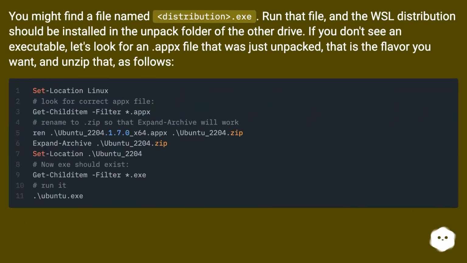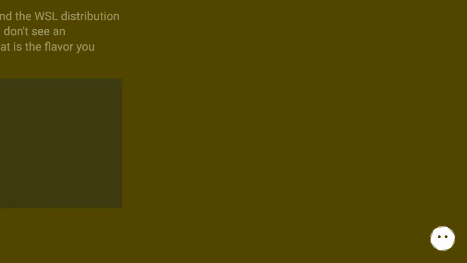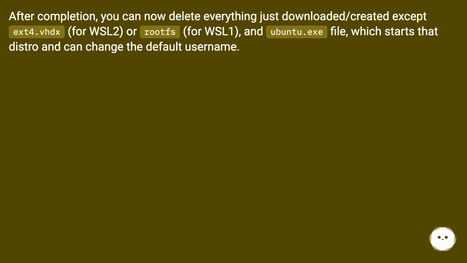If you don't see an executable, look for an .appx file that was just unpacked. That is the flavor you want, and unzip that, as follows. After completion, you can now delete everything just downloaded or created except ext4.vhdx, for WSL2, or rootfs, for WSL1, and the ubuntu.exe file, which starts that distro and can change the default username.